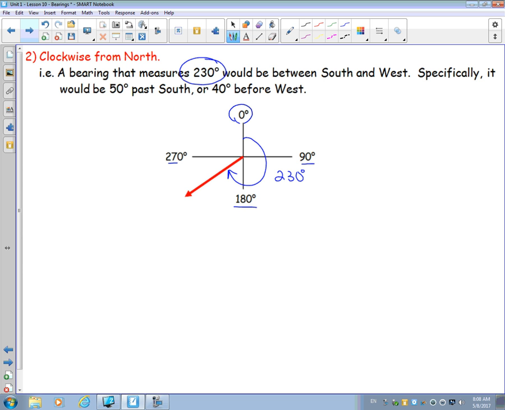Well, this is kind of handy because we know some things. We know that 180 is down here, so we've gone 50 degrees past 180, 50 more than 180, or we've gone 40 degrees less than 270. So again, we have two different angles.